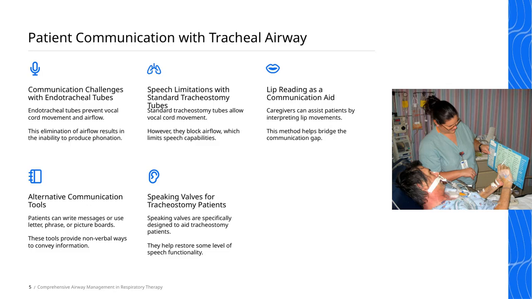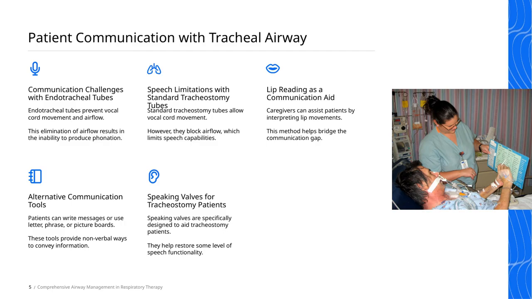Let's talk about speaking valves, which are specifically designed to help patients with tracheostomies. These valves play a crucial role in restoring some level of speech functionality, allowing patients to communicate more effectively. In addition to speaking valves, patients can also write messages or use tools like letter, phrase, or picture boards. These nonverbal communication tools are incredibly helpful in conveying information when speech isn't possible. Caregivers also play an important role by assisting patients with lip reading, which involves interpreting lip movements. This method helps bridge the communication gap and makes interactions smoother.